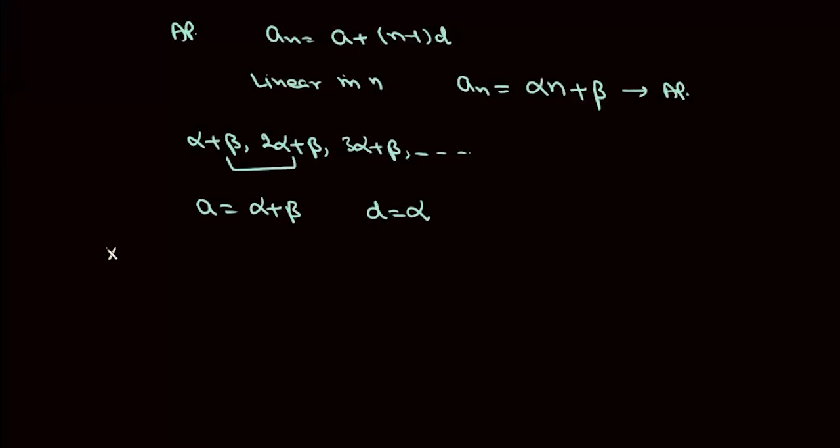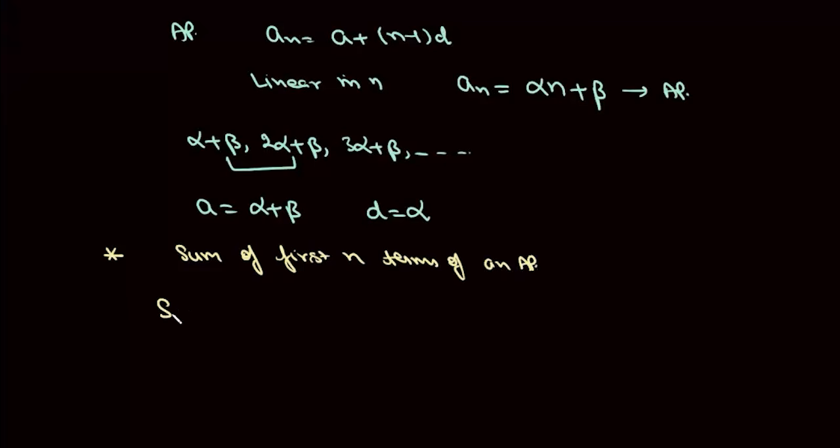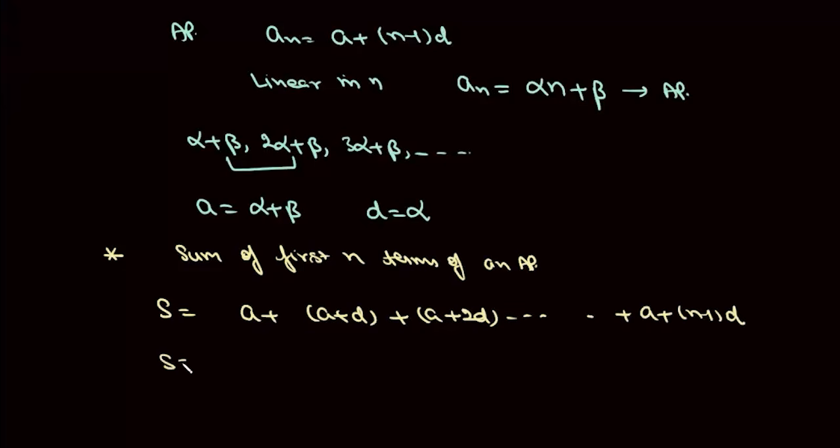Now we'll work out the sum of the first n terms of an AP. Suppose this sum is S. We can write the series as a, a plus d, a plus 2d, all the way up to a plus (n minus 1)d. Now we'll write the same series in reverse. Now this is a plus (n minus 1)d. The next one will be a plus (n minus 2)d, and here it will be a.